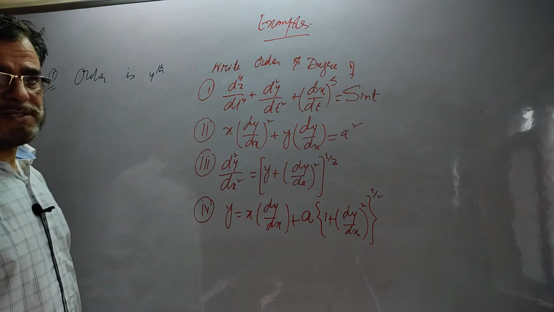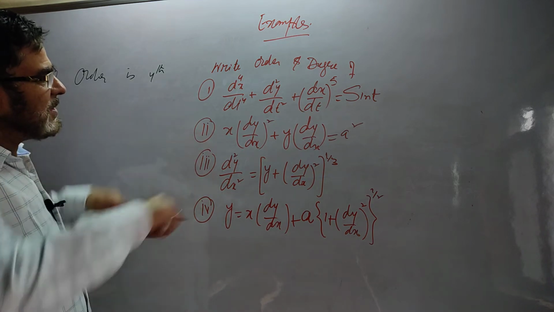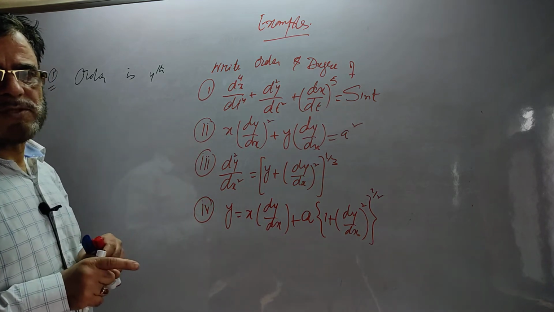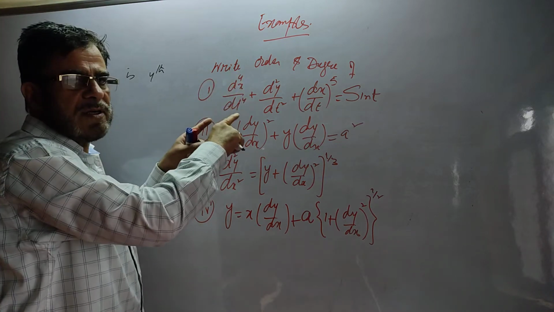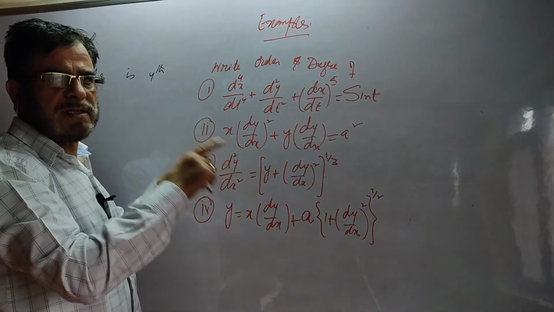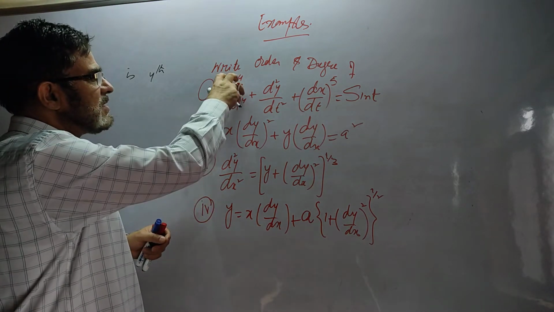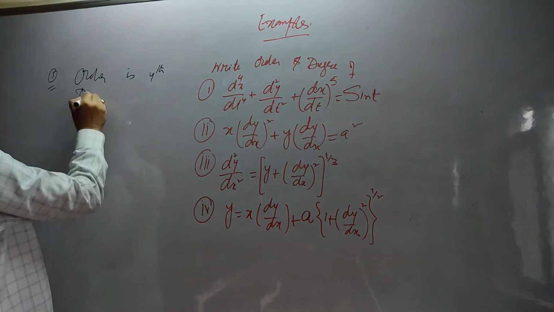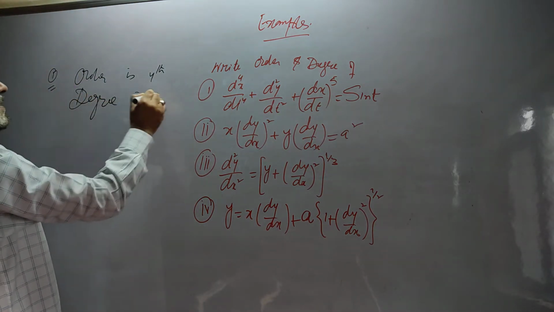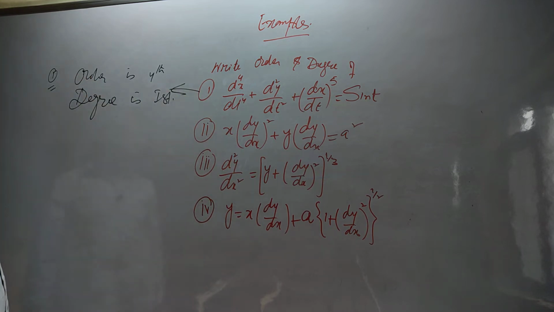Order is fourth. What is the degree now? For degree, you have to see the power of the highest order. I have told you that it should be a positive integer. Degree is the exponent or power of the highest order involved in the differential equation. The highest order is this. What is its power? It is 1. So we say the degree of the differential equation is first.